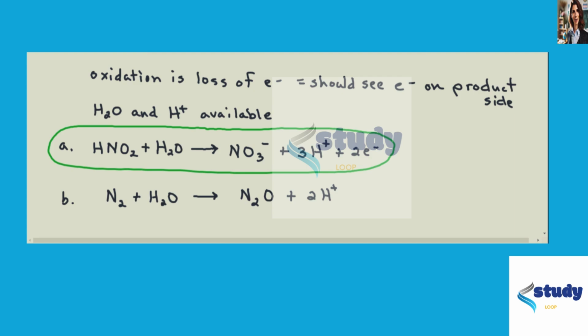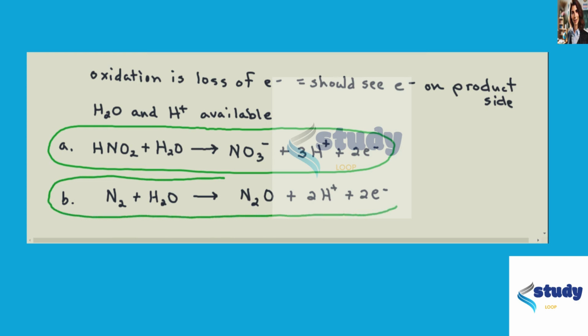And now I need to balance charges by adding electrons. Since I have 2 positive charges on the product side, it looks like I will need 2 electrons to make the charges add to 0. This is my balanced equation for the second half reaction. Notice we are seeing electrons on the product side of each of these, consistent with them being oxidation reactions. Oxidation half reactions, I guess I should say.